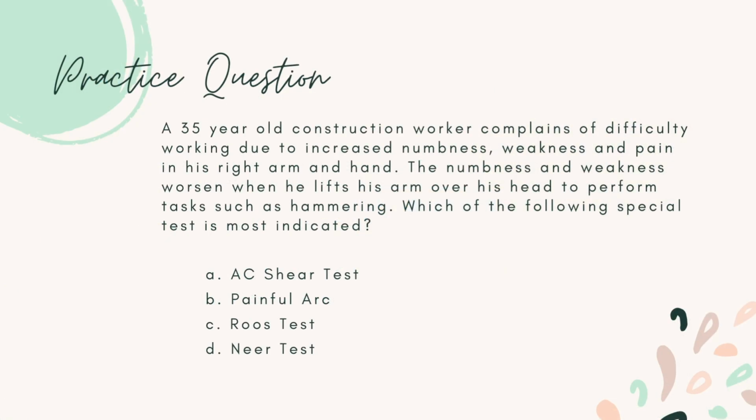Next question, a 35-year-old construction worker complains of difficulty working due to increased numbness, weakness, and pain in his right arm and hand. The numbness and weakness worsen when he lifts his arm over his head to perform tasks such as hammering. Which of the following special tests is most indicated? A, AC shear test, B, painful arc, C, Roos test, D, Neer test. I'll give you a moment to answer.